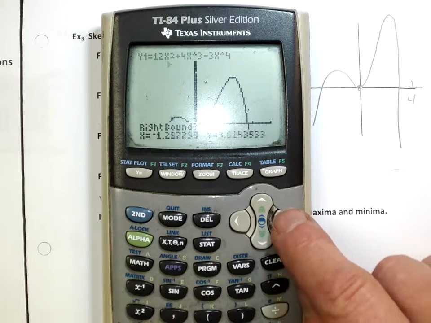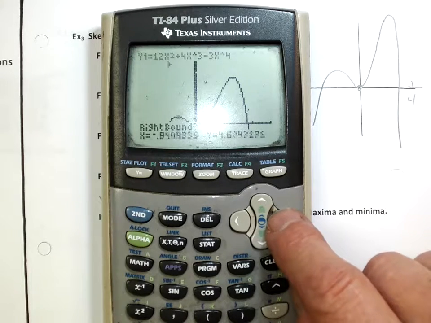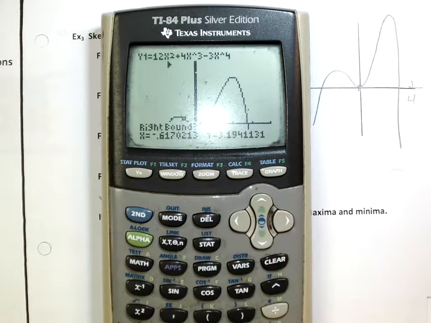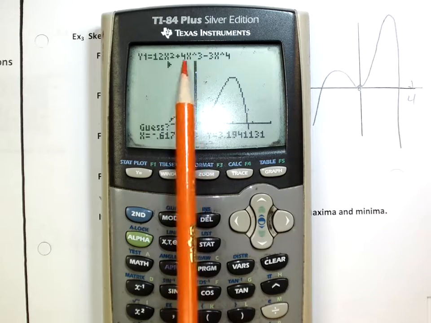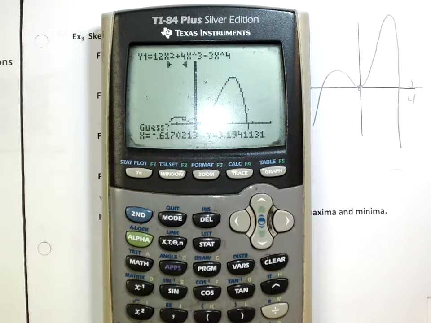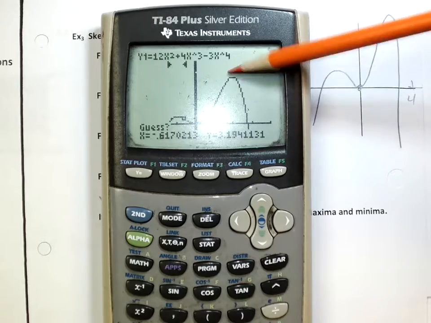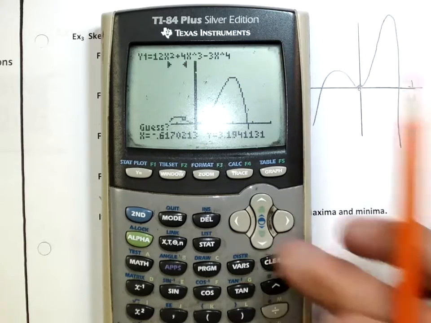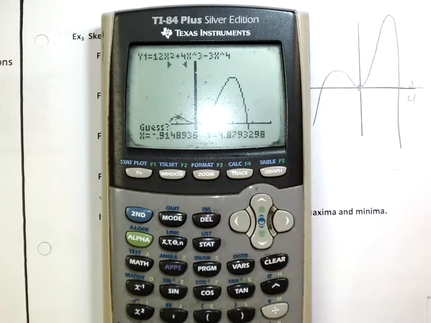Right bound, okay. I go to the right-hand side of the top of the hill. It's blinking. I push enter, locks it. Now check this little arrow out. See this little arrow here? It's telling the calculator, look here, by the way. The reason you want to do that is because you don't want it to look over here, do you? No. You want it to look right in there. If you want to guess, you can say, I think it's right there. Let's see what you get.